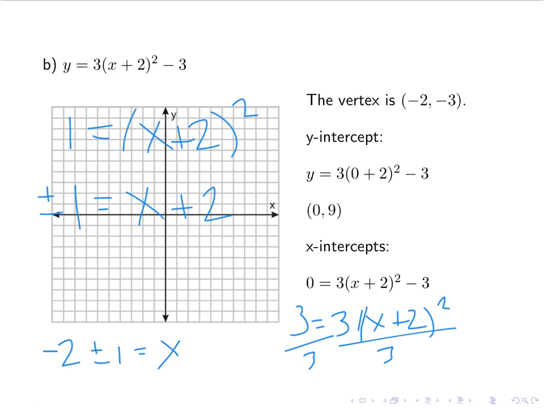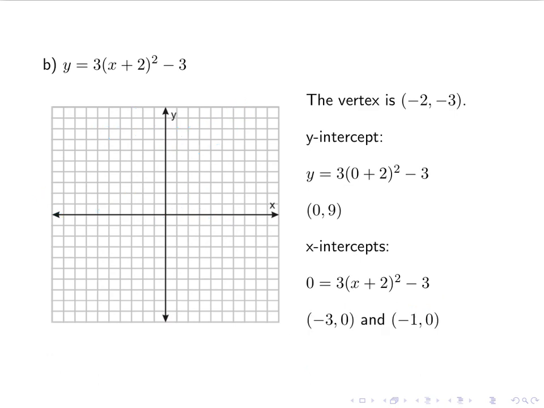So it's kind of opposite from what we had before. Negative 2 plus 1 is negative 1. Negative 2 minus 1 is negative 3. So we have negative 3 and negative 1 as our x-intercepts. And again, the vertex is the midpoint of those two numbers, so our answers make sense.